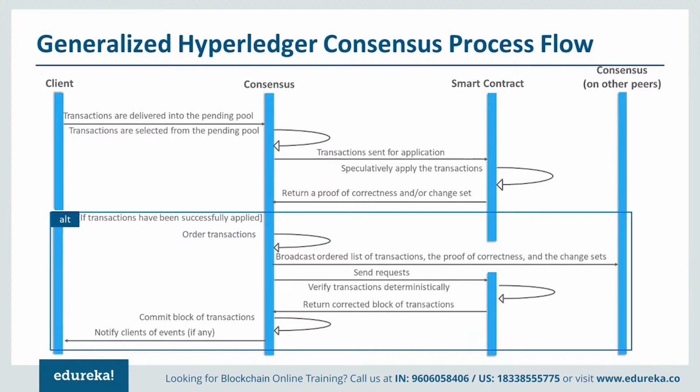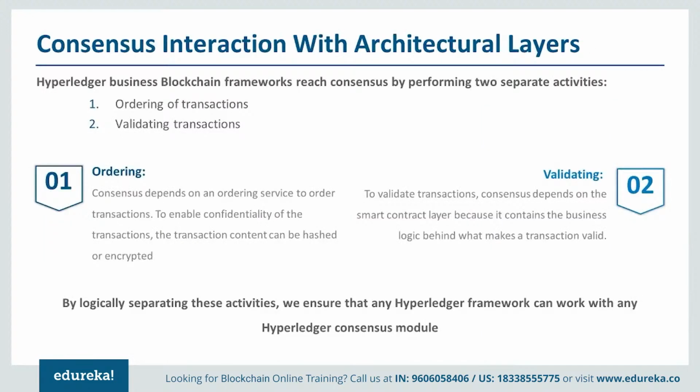So that is the generalized Hyperledger consensus process flow. Ordering means basically collecting the transactions and creating the block, doing various things like Merkle tree creation, hashing, etc., and transmitting those blocks to the committer nodes. And then validating is when you are validating the information that is coming into the nodes in the form of transactions. By logically separating these activities, we ensure that any Hyperledger framework can work with any Hyperledger consensus module. So again, this is for the sake of plug and play. If you want to change the ordering service, you can easily remove one ordering service and introduce a new ordering service.